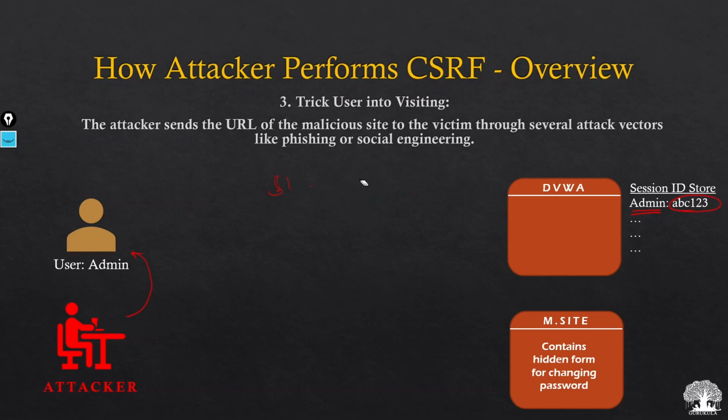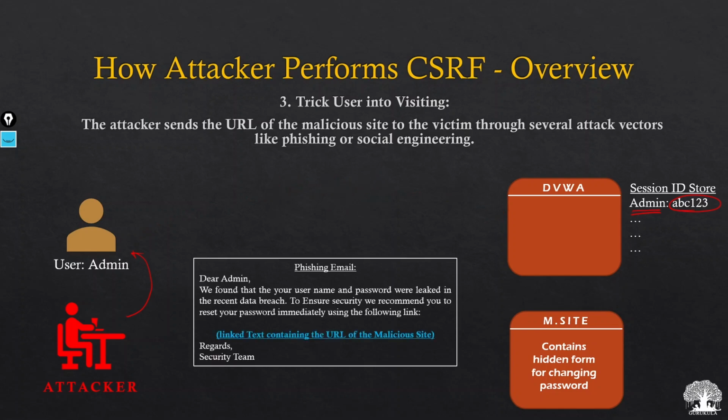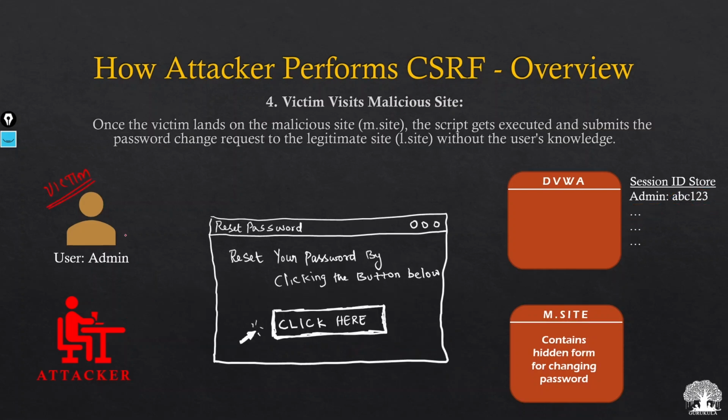So how can he do that? The attacker will carefully draft a phishing email. This is a typical example of a phishing email, and you can see that the email contains a link to reset the password, and this link actually contains the URL of the malicious website. Once the URL has been clicked, the user lands on this website, which is specially crafted by the attacker. I can call this the M site. Now this website is loaded in the user's browser.